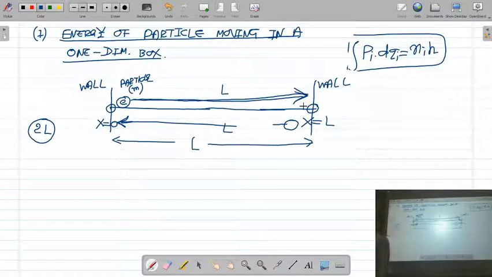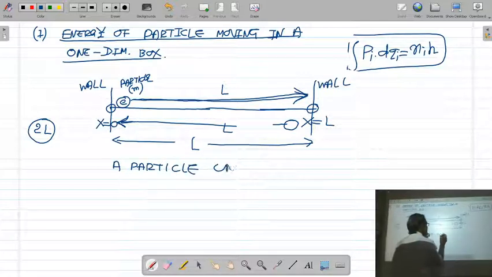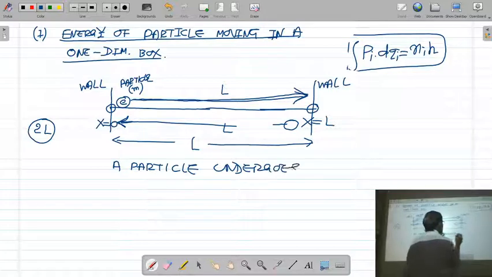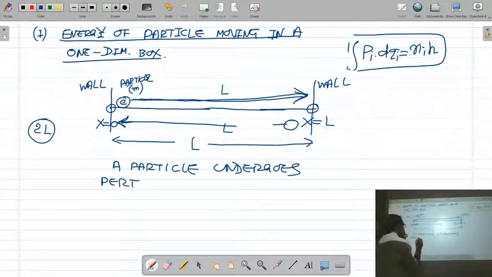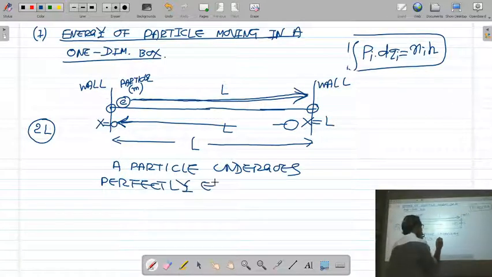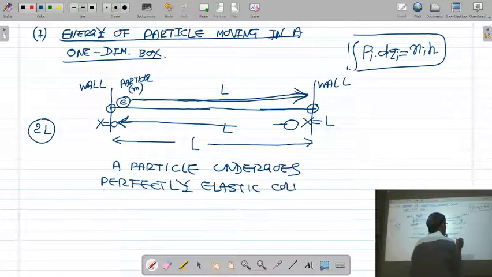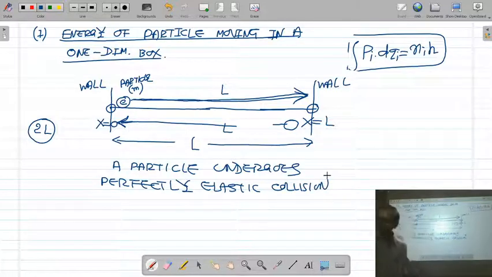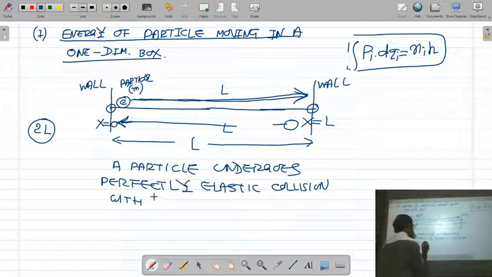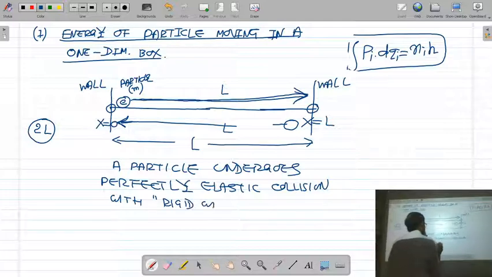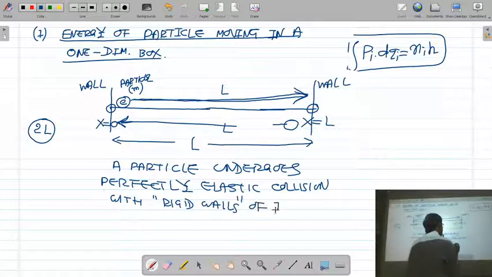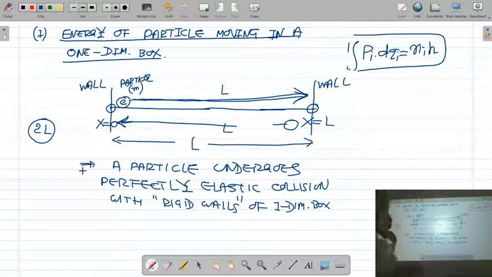Now this particle, I write here, particle undergoes perfectly elastic collision with rigid walls of one-dimensional box. So let us consider a particle.